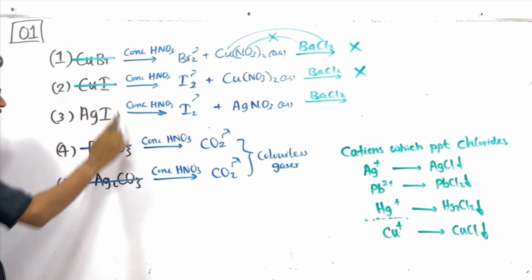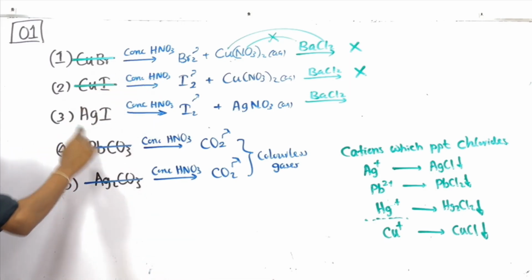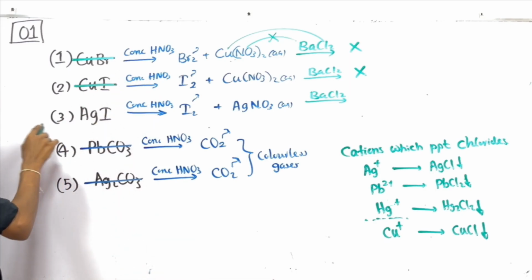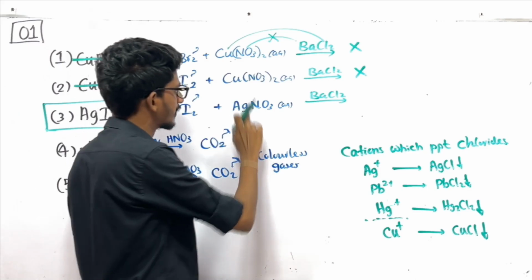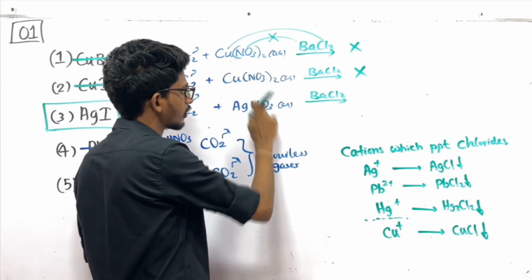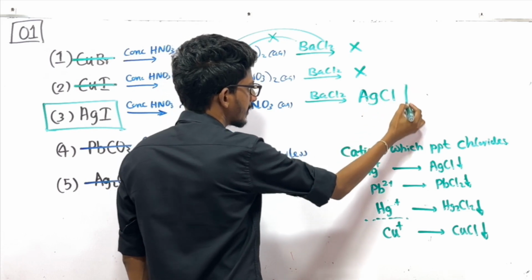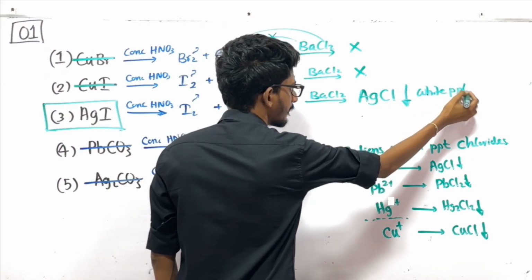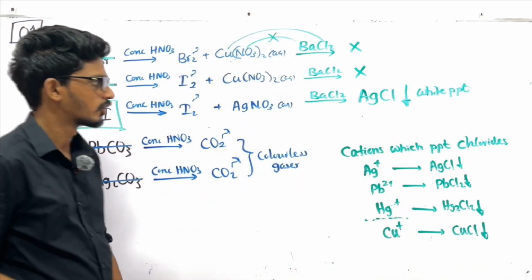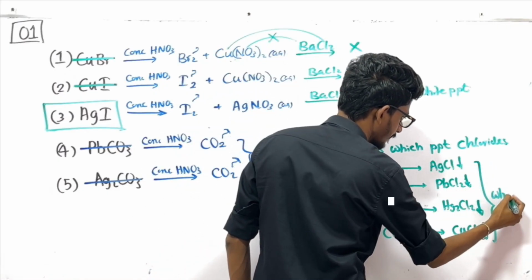So if you are eliminating the impossible, you will come up with the answer. So this is your answer. That will produce silver chloride and barium nitrate. So silver chloride is a precipitate, white PPT. Right? All of these are white PPT.